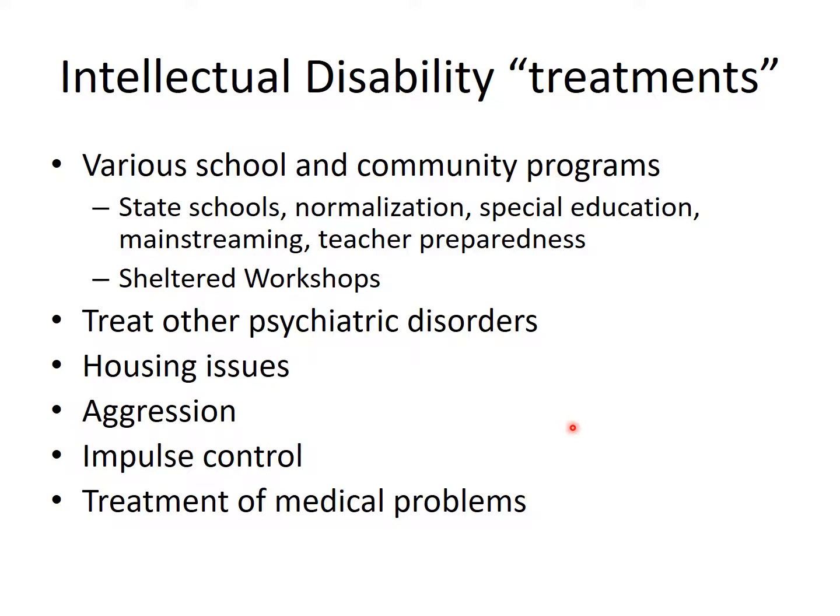So various school and community programs for it. State schools, normalization, special education, mainstreaming. These can help treat other psychiatric disorders. Housing, where they're going to go. Treatment of medical problems. Constipation is a big one. Impulse control, school. So there's a lot of things you can do. But again, a big problem is these people are turning 18 and then they go into this completely different system. That can be quite the challenge.